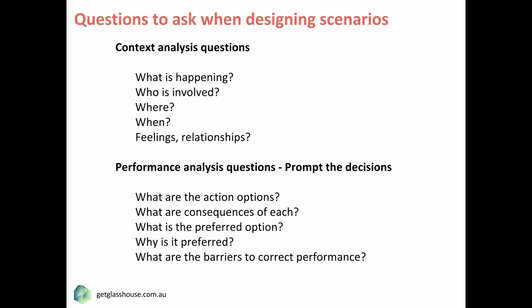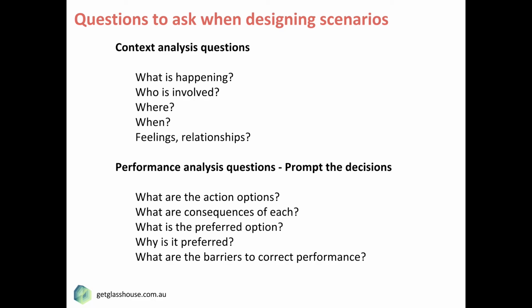So a few questions to ask to help open up what your context might be. Where is something happening? Who's involved? What's happening? And then what might they be feeling? Then the actual performance analysis questions. These questions are fascinating because they literally lead to the choices in a multiple choice question. What are the actions? What are the consequences? The consequences become the feedback. The preferred option becomes the correct answer. Notice I'm using the word preferred as well.